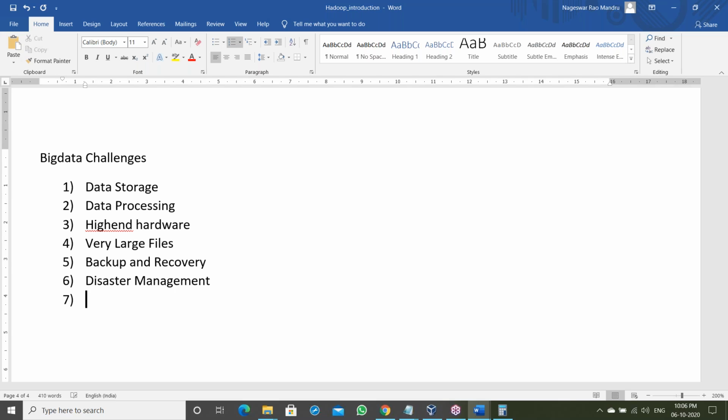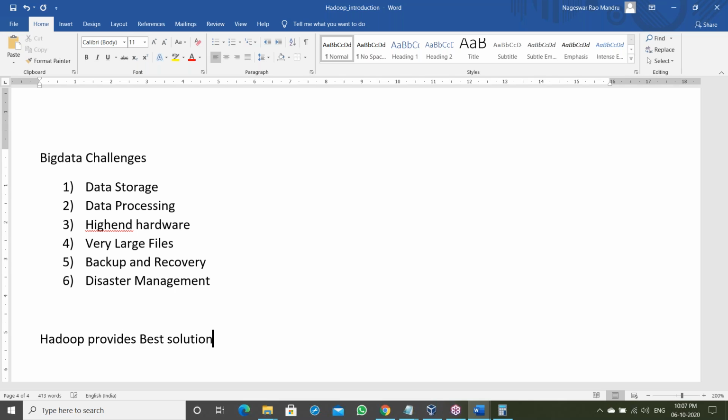Now, traditional systems are not in a position to face all the challenges. They are failing to face them and can't handle them. So which is the right technology to handle all this? Hadoop. Hadoop provides the best solution.